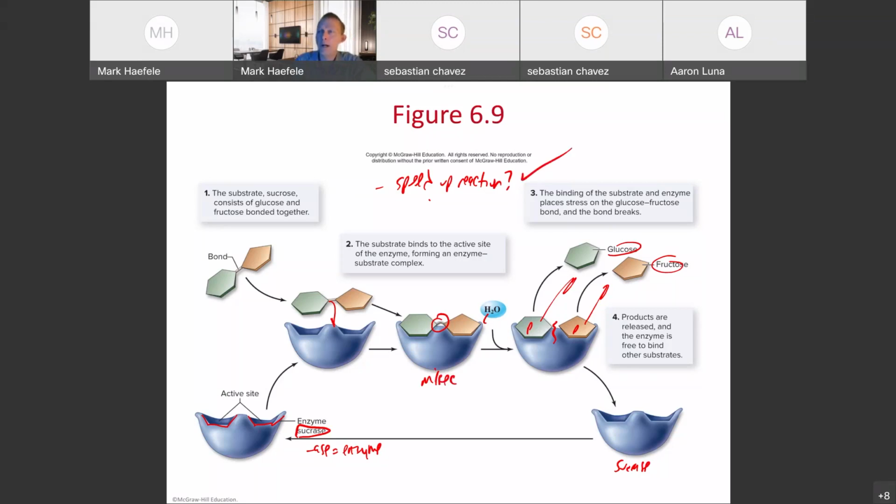Yeah, right, by a lot. So your sucrose would basically be sitting there for years on its own. Sucrase is doing it in milliseconds. Let's take a look at the second one.